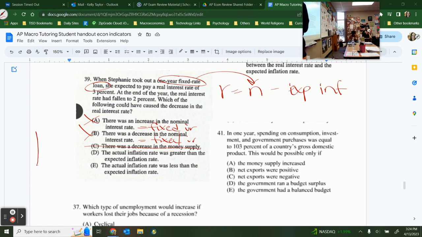I guess we could draw it. Okay, so we got nominal interest rates, quantity of money, money supply, money demand. And it says there's a decrease of money supply. And if money supply is decreasing and going to the left, that is a higher nominal interest rate. I thought you said it can't go up or down.